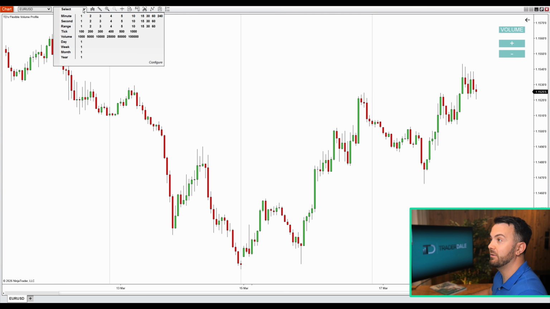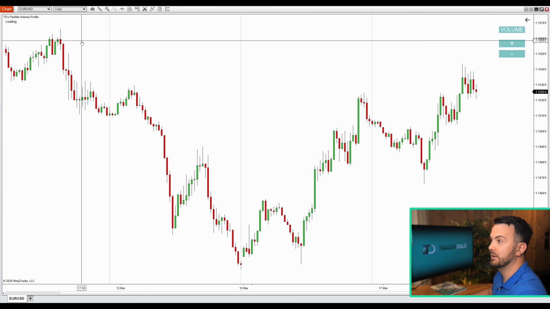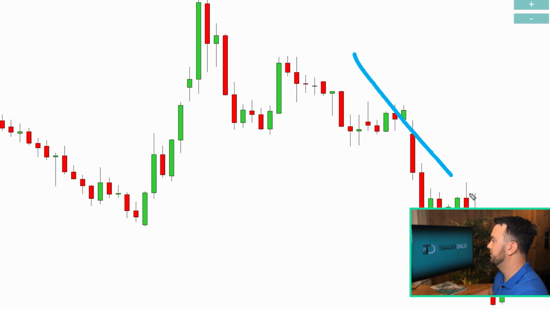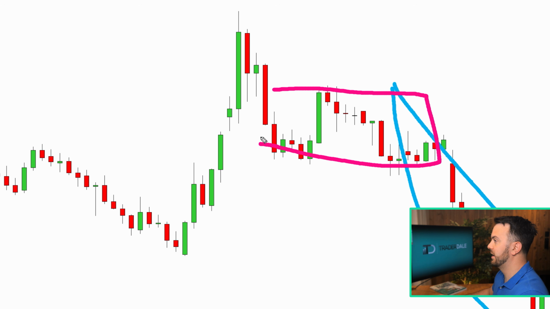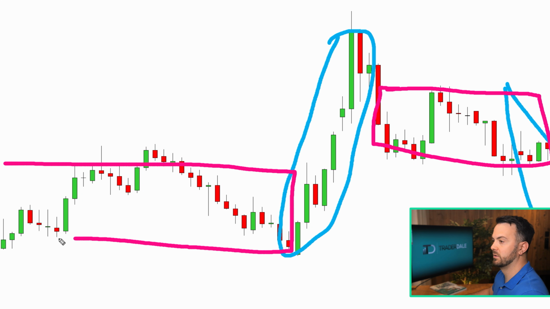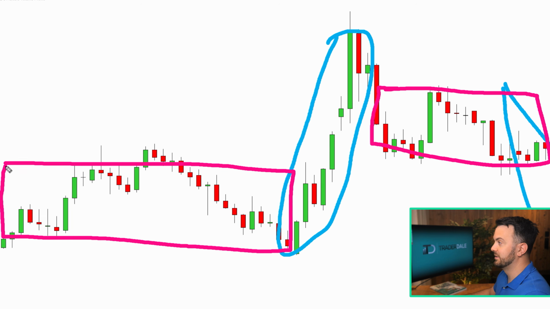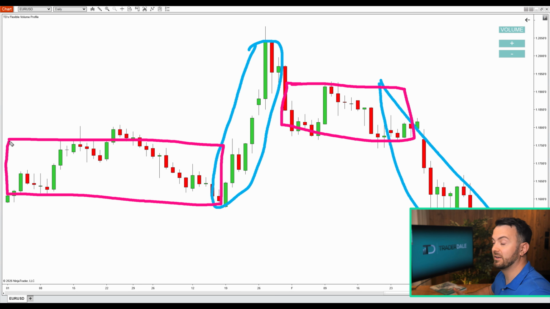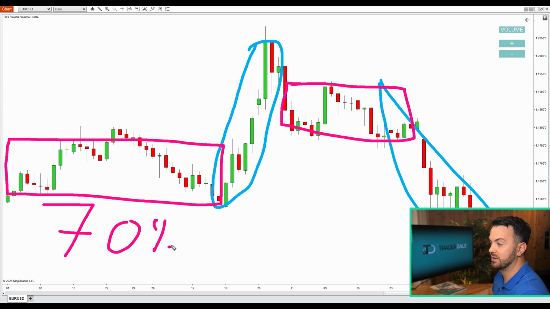Let me just switch the time frame real quick and go to daily. So in here we have a downtrend. Before that there was a rotation. Before that a trend. Before that rotation. See, it's only those two things, either rotation or a trend. Rotation takes place in around 70% of the time, and trend is around 30% of the time. Okay?